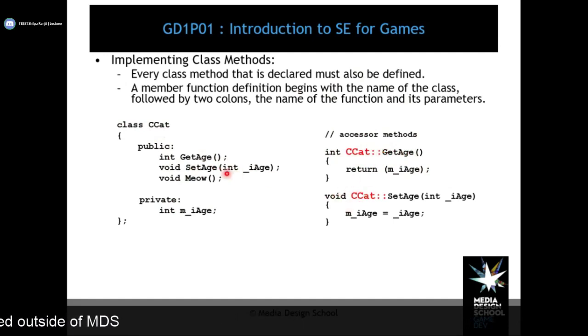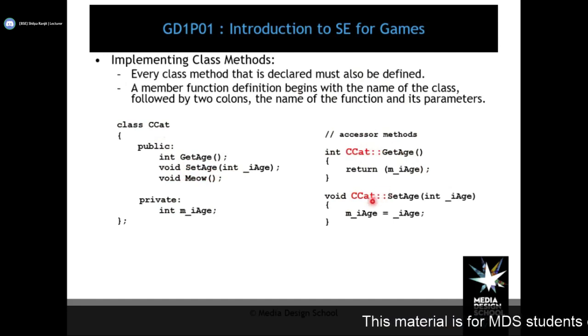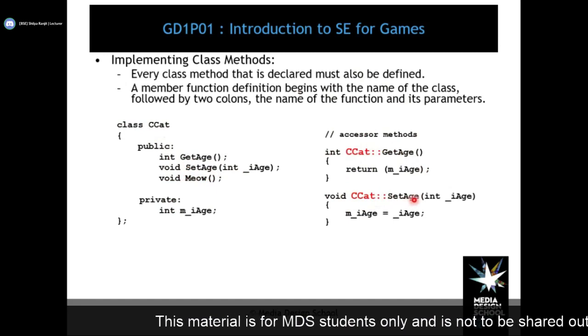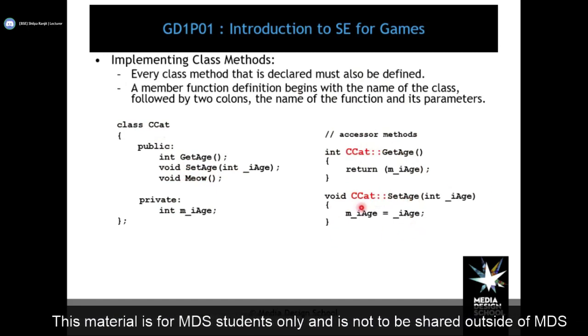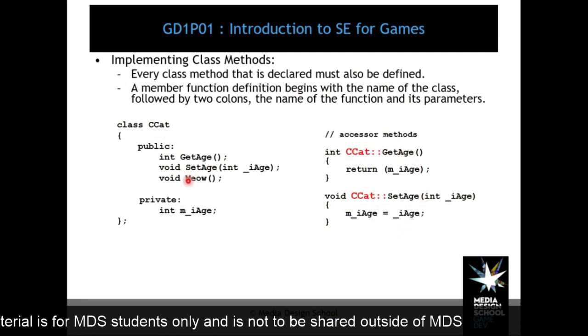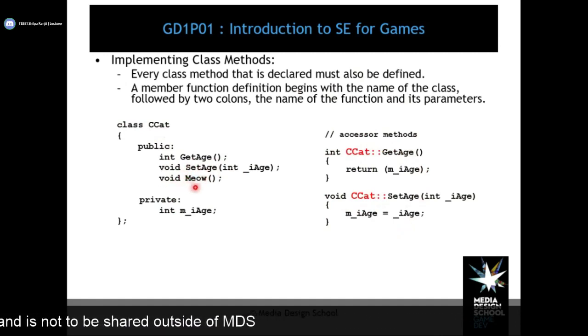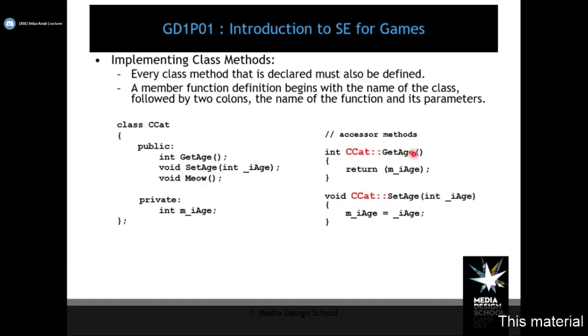So same in the case of setAge, you have your data type, so that is void. setAge is the name of the function. So before you write the name of the function, write the name of the class as well. So it is CCat, double colon, and setAge. And the rest is the same. And then you just define the function. Same in the case of meow. So you've got void. Before the name of the function, write the name of the class. So you've got void, CCat, double colon, meow, and empty parentheses. And then you define the function. And that's how you define a function outside a class.